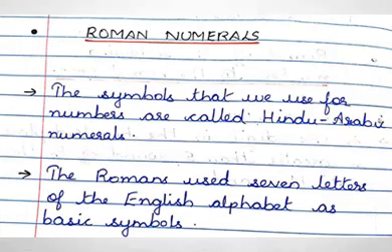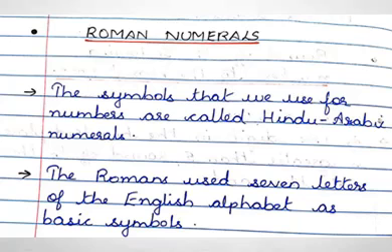Next, we are going to learn about Roman numerals. A long time ago, different civilizations used different kinds of symbols to denote numbers. The symbols that we use for numbers are called Hindu-Arabic numerals. Hindu-Arabic numerals are the 10 numerical digits from 0 to 9.